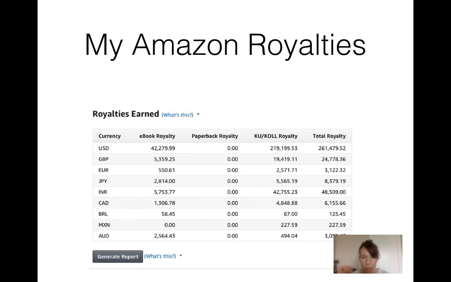So this is just to give you an idea. These are my Amazon royalties. This screenshot was taken about a month ago or so. So I've made over $300,000 on Amazon in the past few years. And you can see on the left are a whole bunch of currencies. On the right are my total royalties. So if you add up all those different currencies, if you convert them, the total is over $300,000.